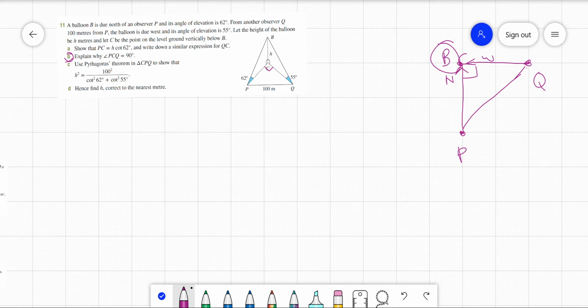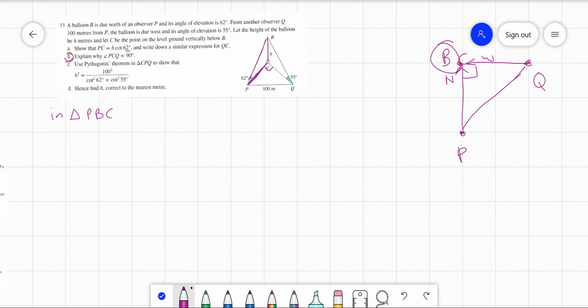All right, so let's go back in this triangle and show that PC is H cot 62. So we're interested in PC. So PC is this distance here. And if you want the hints, we're using angle 62. So angle 62 degrees is in triangle, so you should say where you're looking. So I'm looking in triangle PBC. Right, I'm looking in this triangle.